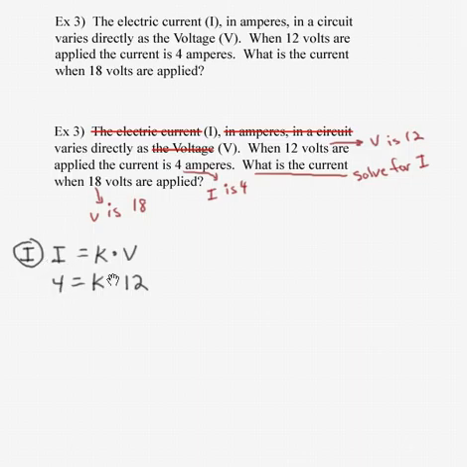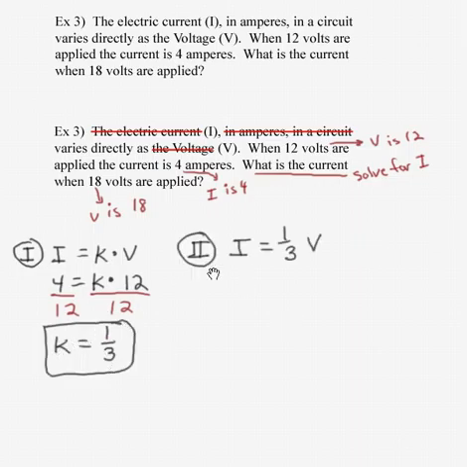Substitute 4 in for I, substitute 12 in for V, and let's solve for our constant of proportionality, even though it doesn't ask us to. And we find out that that's 1/3. Part 2 of the problem then, we found k. Let's replace k with 1/3.